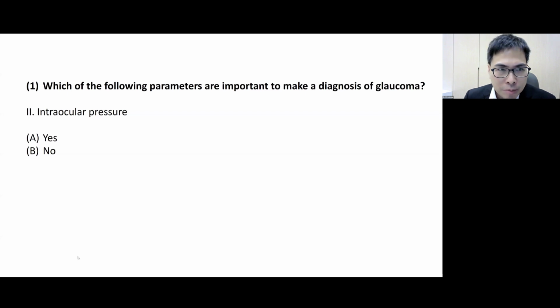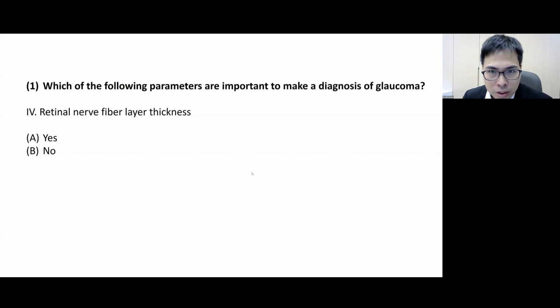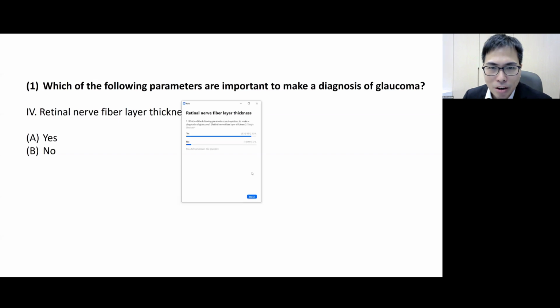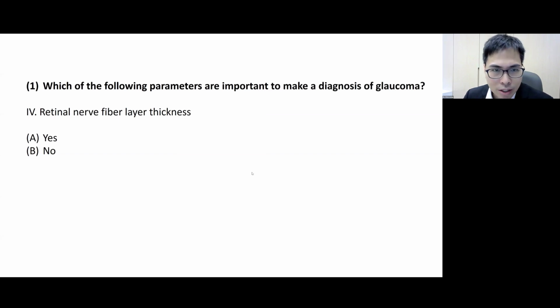So the third parameter here is cup to disc ratio. So is it important? Yes or no? All right, again, 90% of our participants believe cup to disc ratio is important to make a diagnosis of glaucoma. Okay, the fourth parameter, retinal nerve fiber layer thickness. So is it important to use retinal nerve fiber thickness measurements to make a diagnosis of glaucoma? Yes or no? All right, 93% think it is important.